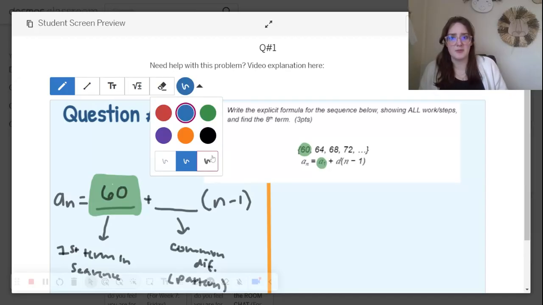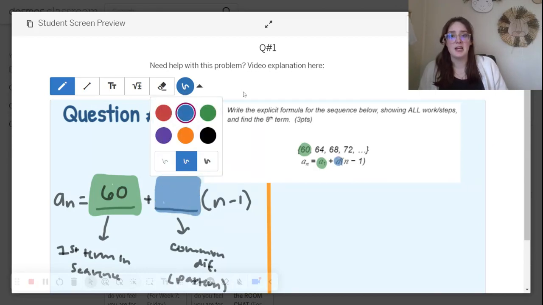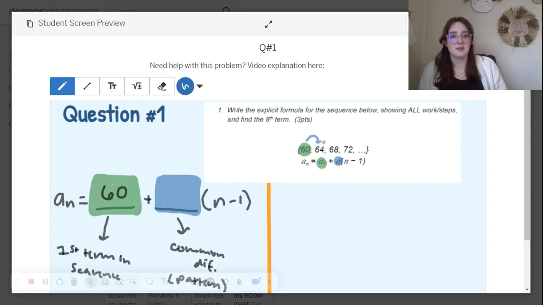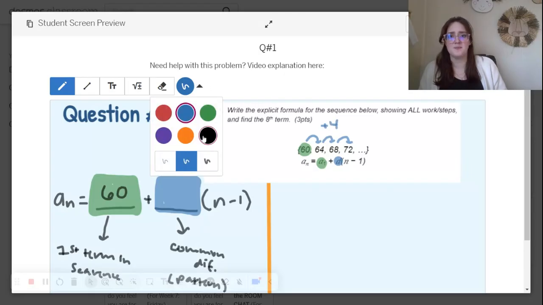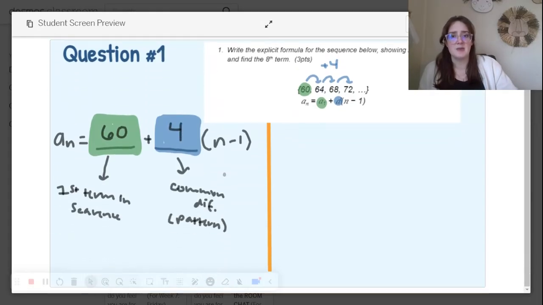And then from there, the common difference, d. This is just the pattern. How are we making these bunny hops? What does it look like? It looks like we're adding 4 each time. So we'll just plug that in, plus 4. All right, and then we're already halfway through the problem. We've got our equation done.